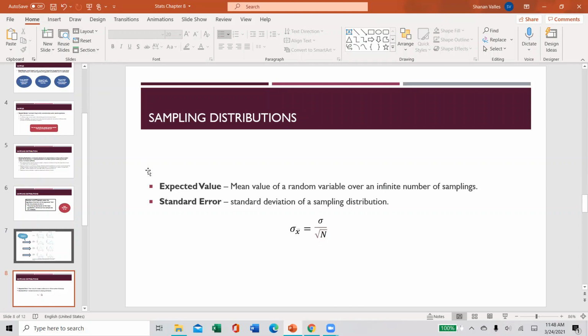We don't calculate this, you don't see this again. Standard error, we do, okay? And standard error is the standard deviation of a sampling distribution, okay? So this symbol right here is standard error.